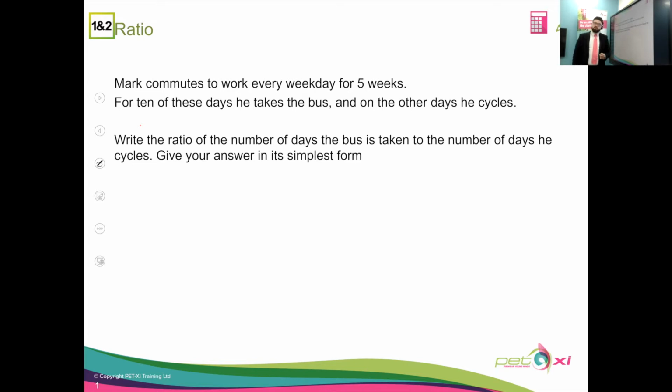So let's look at this question again, but this time highlighting the key information that we need. So Mark commutes to work every weekday for 5 weeks. So every weekday for 5 weeks is important because that is going to tell us how many days that we're looking at in total. For 10 of these days, he takes the bus. So that, again, is crucial to finding the answer because we already know that 10 days that he travels, out of the total days, he uses the bus, which means the remainder of days is going to be what he cycles. So the other days, he cycles.